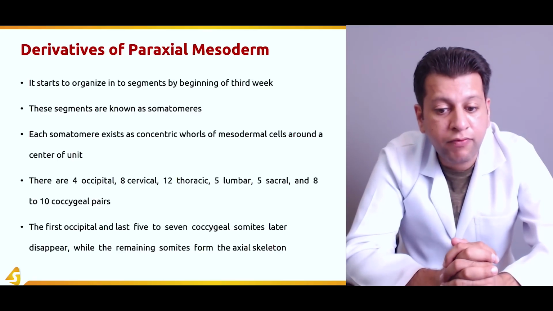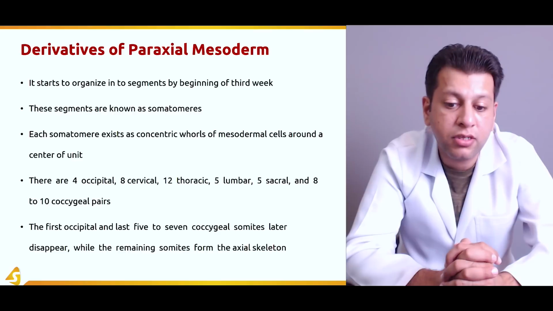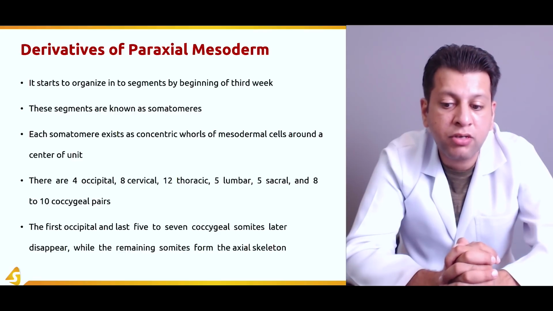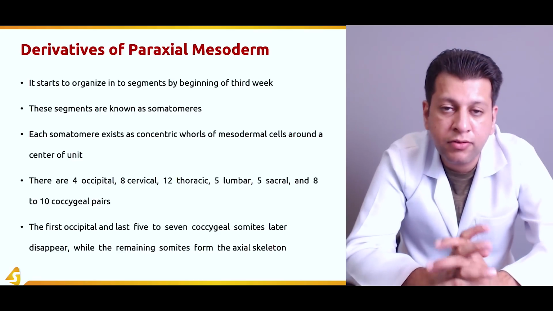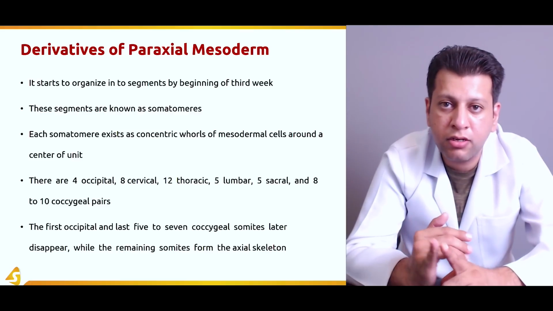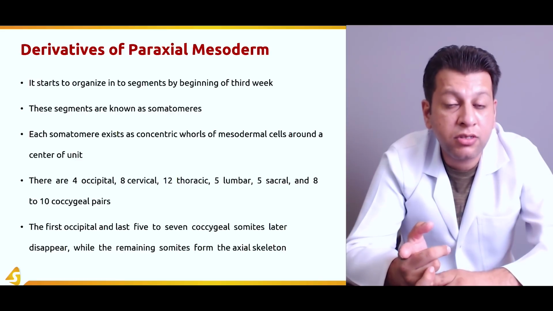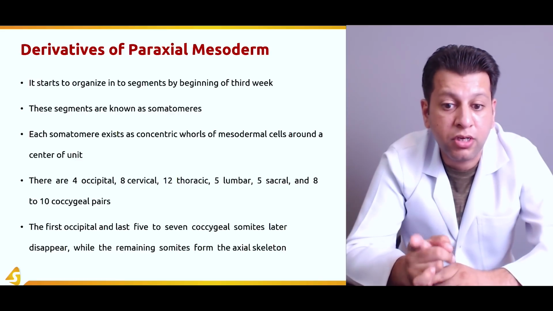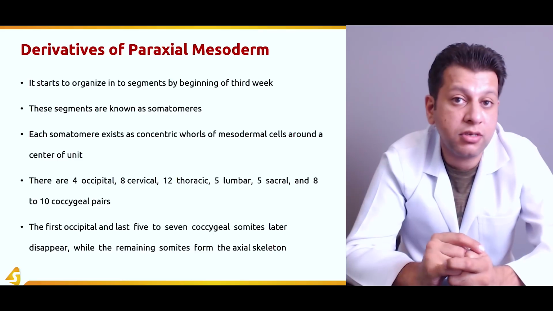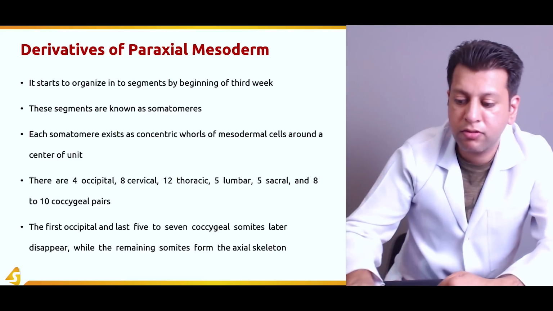Initially, the first occipital and last 5 to 7 coccygeal somites later on disappear, while the remaining somites form the axial skeleton. Now, the formation of the spinal cord has already taken place, but what about the vertebral column? This vertebral column arises from the mesoderm, and I will be discussing how this paraxial mesoderm differentiates into different structures.